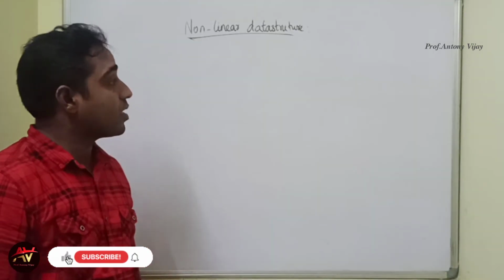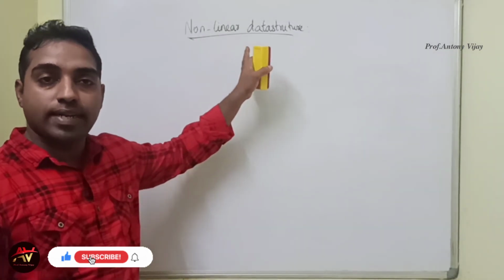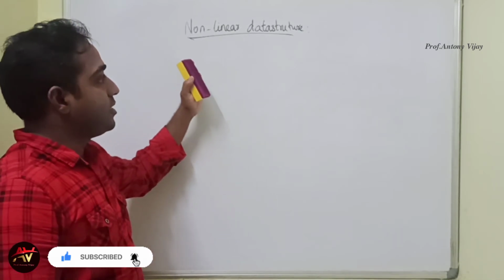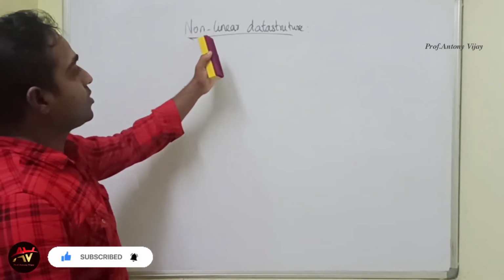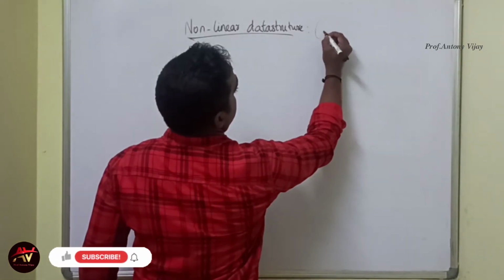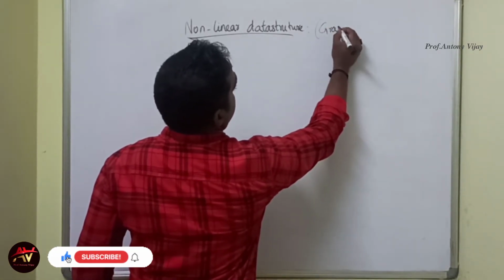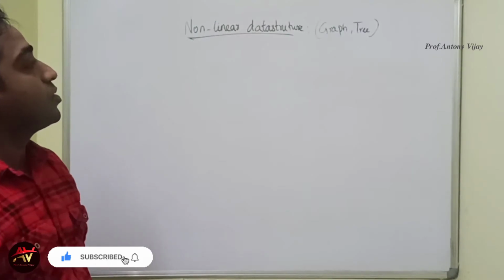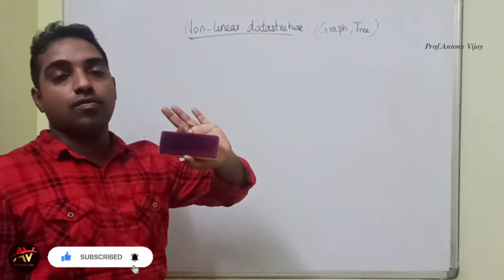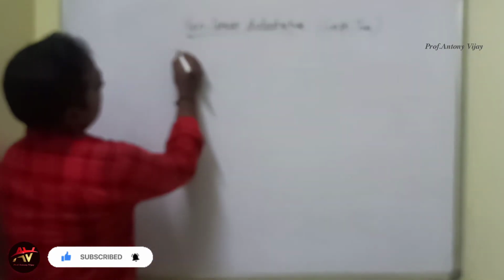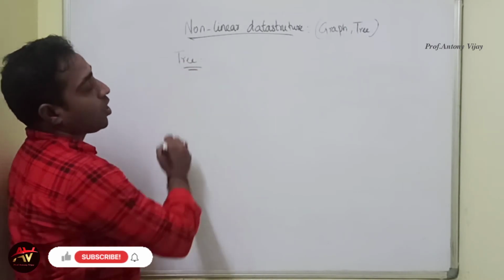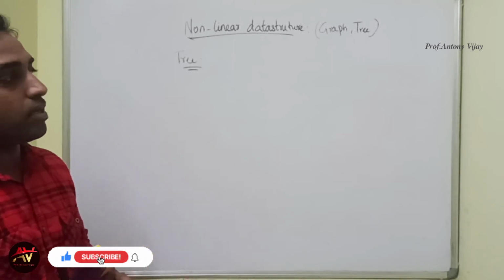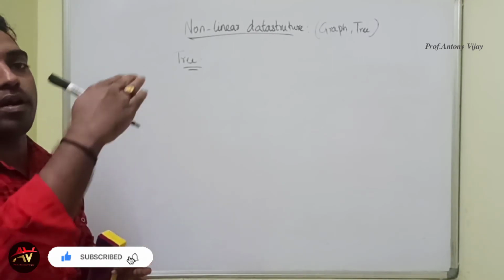So next we will be seeing about non-linear data structure. It means the elements are not arranged in a sequential order. The examples of non-linear data structures are graph, tree and all. So now we will be seeing about tree. Tree is a non-linear data structure. It means it is not in a sequential order. It is in a hierarchical order, one after another.